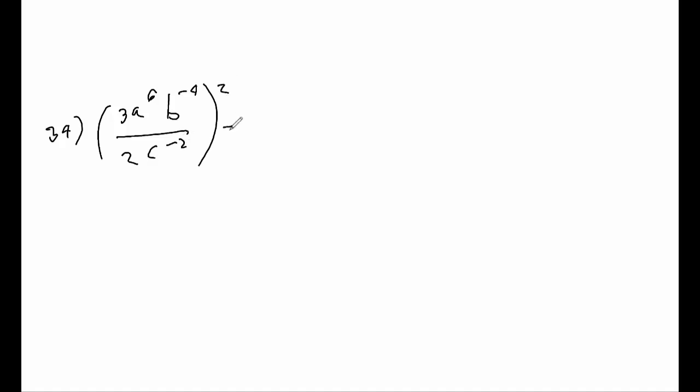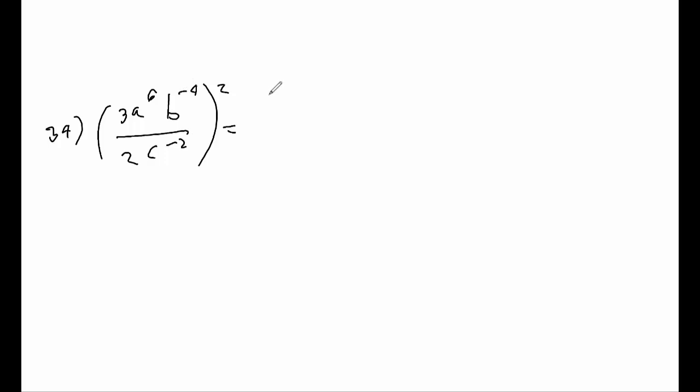Well, my strategy here, and of course you can just multiply it in and work it out the long way, but I'm going to make a strategy here. And I see I have these negative powers inside my bracket. So I want to get rid of the negative powers inside here. So I'm going to use my negative quotient rule to do this. So that means I'm going to bring my b to the negative 4 downstairs and make that b to the positive 4. And then I'm going to take my c to the negative 2, move that upstairs, and make that c to the positive 2.